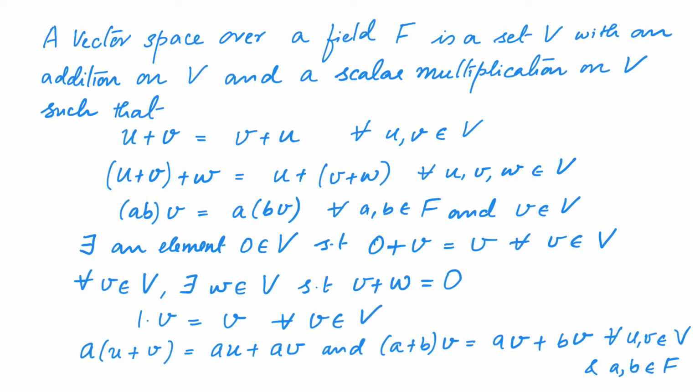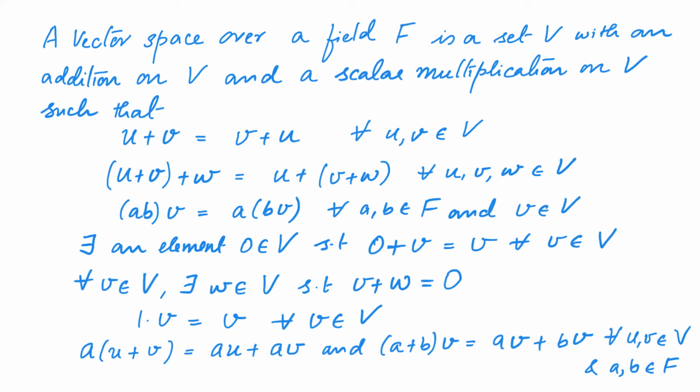Also, we know that the field has a special element called 1. If you multiply V with 1, then you will always get V itself. We also have some form of distributivity, namely A times (U plus V) is equal to AU plus AV, where A is an element of F and U and V are elements of capital V. Similarly, (A plus B) times V is equal to AV plus BV. Here A and B are elements of F and V is an element of capital V.